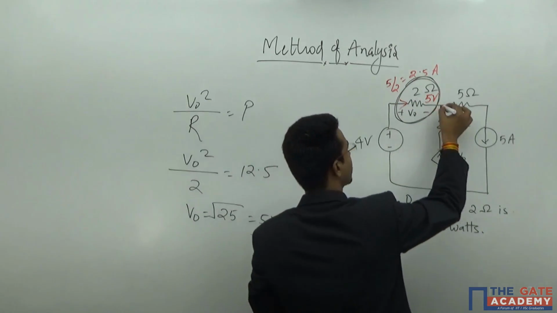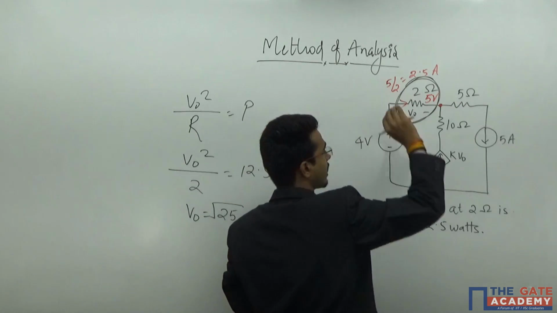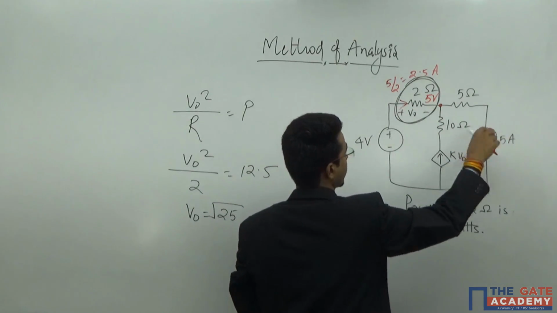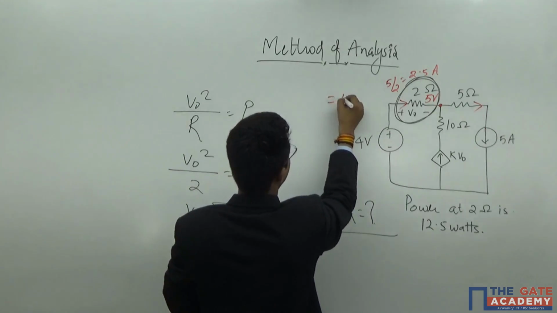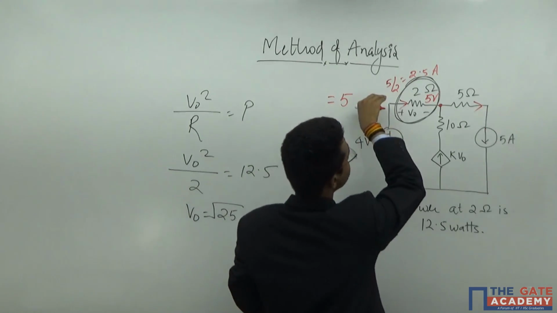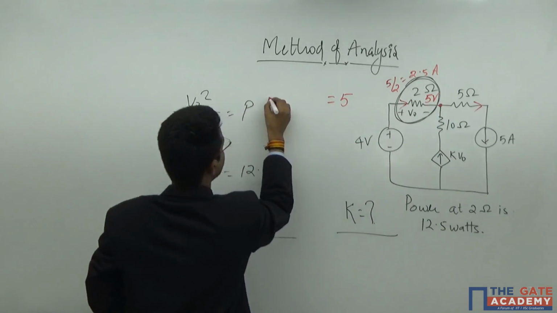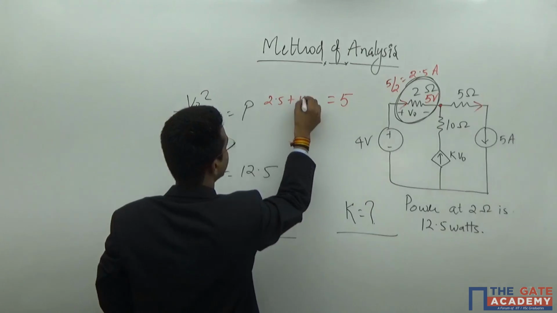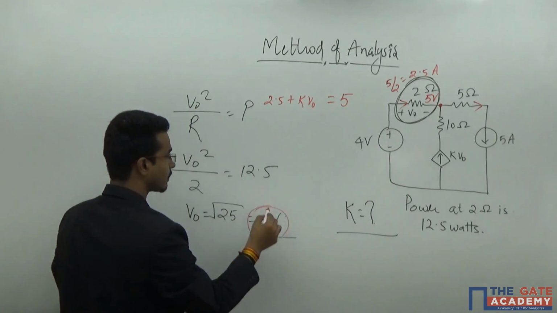Now we just have to apply KCL at this particular node. That means total incoming current is equal to total outgoing current. Outgoing current is only this current, which is 5. That means equal to 5. Total incoming current is this 2.5 plus kV0. That means 2.5 plus kV0, and we have already calculated the value of V0 as 5.